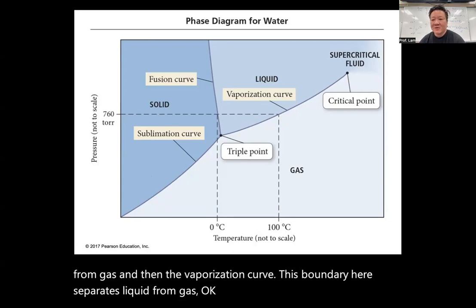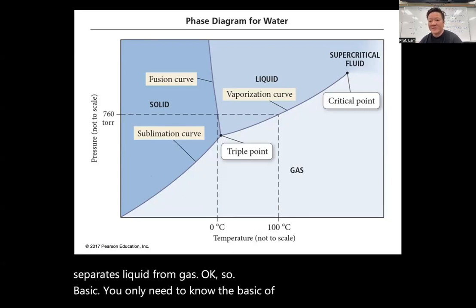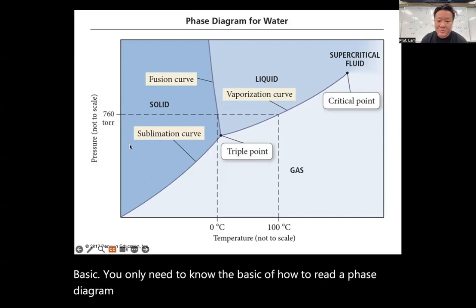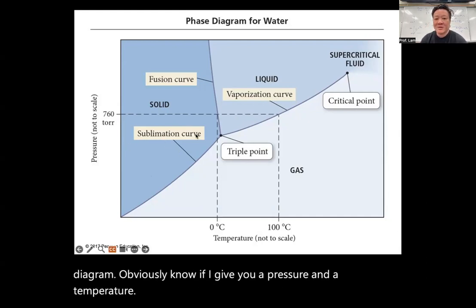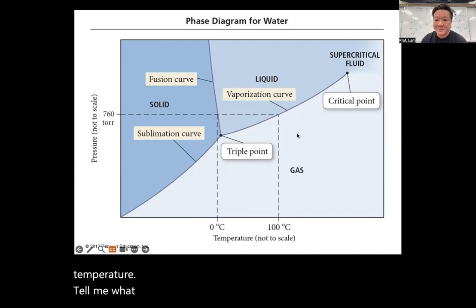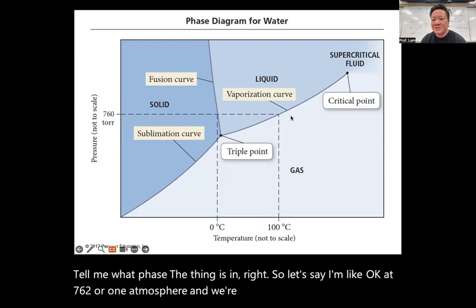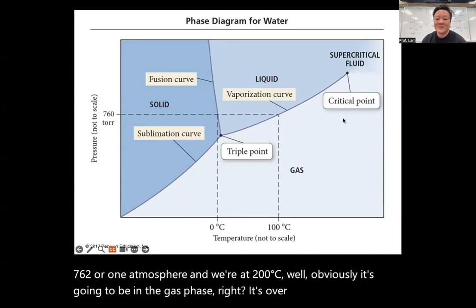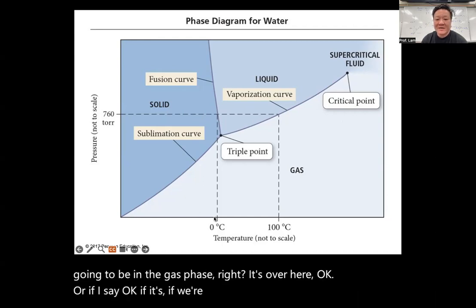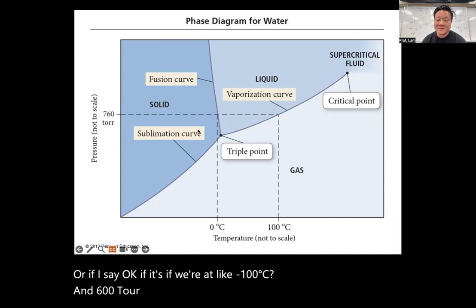So you only need to know the basics of how to read a phase diagram. Obviously, if I give you a pressure and a temperature, tell me what phase the substance is in, right? So let's say, okay, at 760 torr or 1 atmosphere, and we're at 200 degrees Celsius. Well, obviously, it's going to be in the gas phase, right? It's over here, okay? Or if I say we're at negative 100 degrees Celsius and 600 torr, okay, then it's a solid, right?